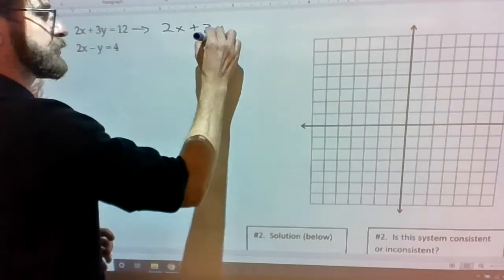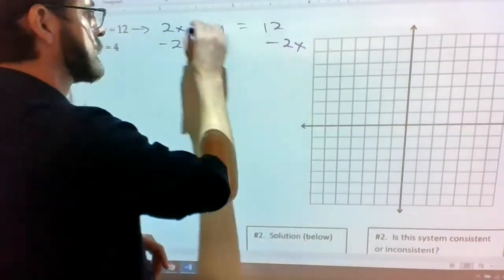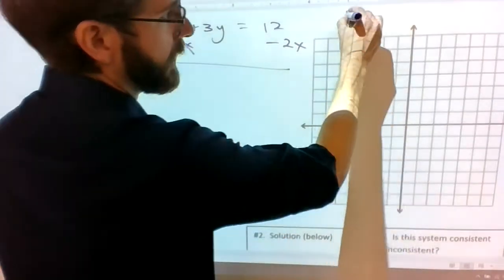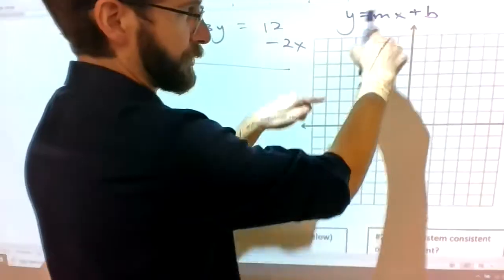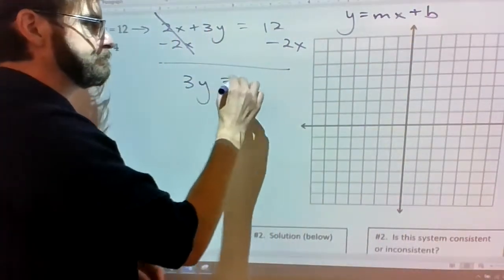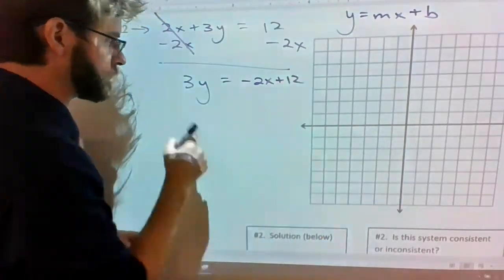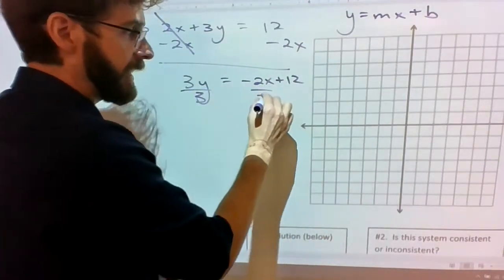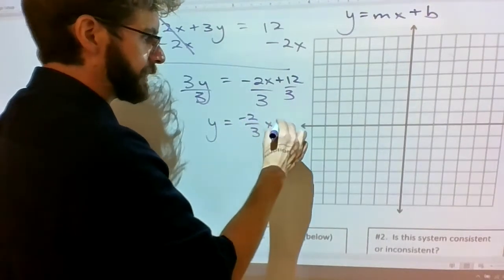So 2x plus 3y equals 12. I'm going to subtract the 2x from both sides because, again, I'm trying to make it look like this. I need the x's to move to the right-hand side. Flip them around, call this negative 2x plus 12. Divide both sides by 3. Everybody gets divided by 3, and you're left with negative 2/3 x plus 4.